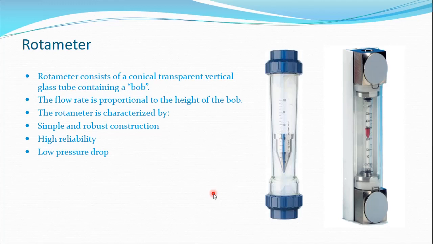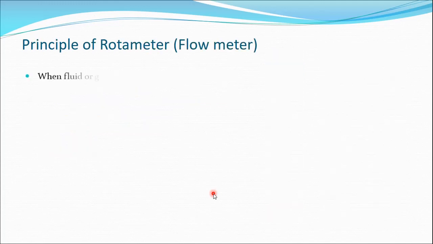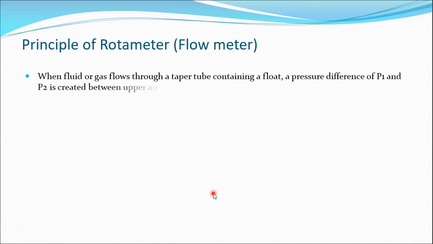Let's take a look at the working principle of rotameters. Rotameter operation is based on the variable area principle, that is, fluid flow raises the float in a tapered tube, increasing the area for passage of the fluid. The greater the flow, the higher the float is raised, and the height of the float is directly proportional to the flow rate. With liquids such as water, the float is raised by a combination of buoyancy of the liquid and velocity head of the fluid.